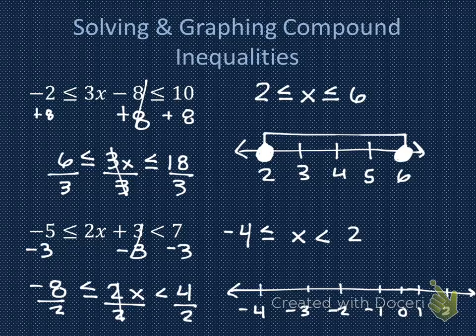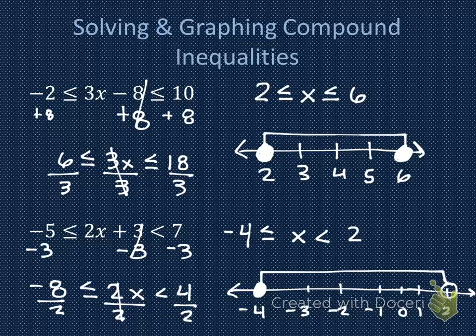What kind of circle am I going to have over -4? Zachary? Shaded, yeah. Shaded circle or a closed circle. What type of circle am I going to have over 2? Open. And what am I going to do? You're going to connect the dots. Connect the dots. Very good.